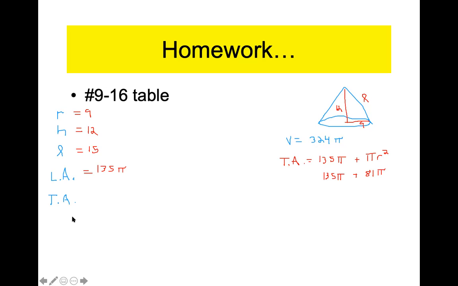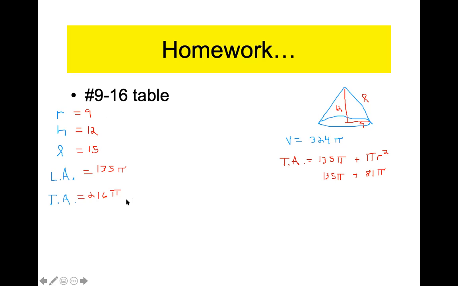So let's see, 8 plus 5 is 13. 8 and 3 is 11. Carry your 1, and 1 plus 2, 1 is 2. I get 216 pi. Lateral area is units squared, and total area is units squared as well. All right, let me check the book here. The height is 12. The slant height's 15. The lateral area is 135, and the total area is 216. We did it correctly. Look at that.